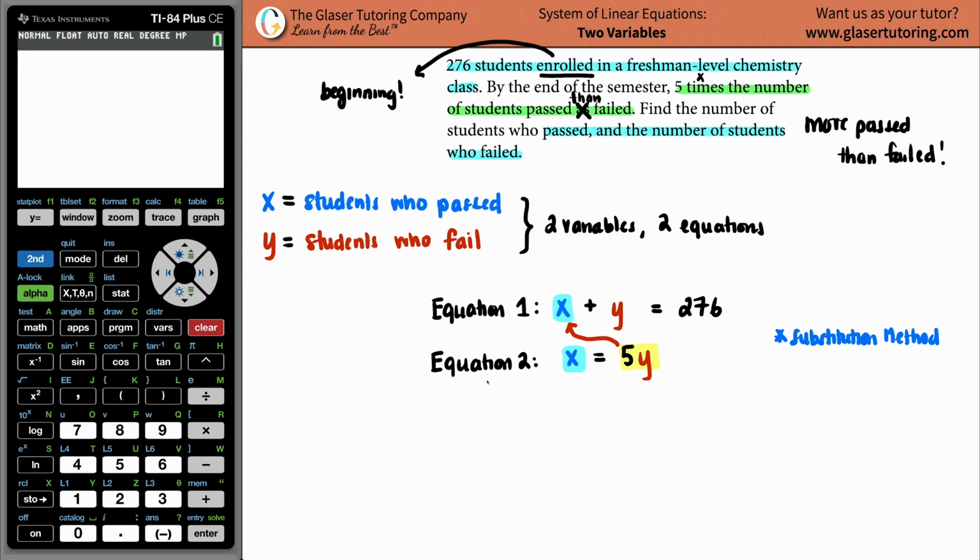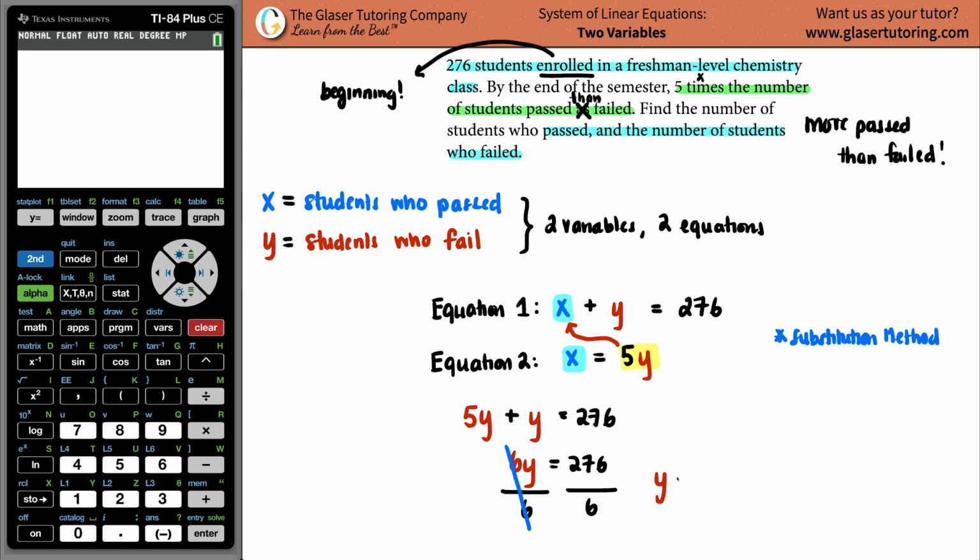X equals 5Y. So we have 5Y, that's this part. Now keep proceeding with the equation. So 5Y plus another Y equals 276. Combine your Y's, you get 6Y equals 276. And now you have successfully gotten rid of your X variable, and now we're going to be solving for Y. And keep in mind that Y was the number of students that failed.